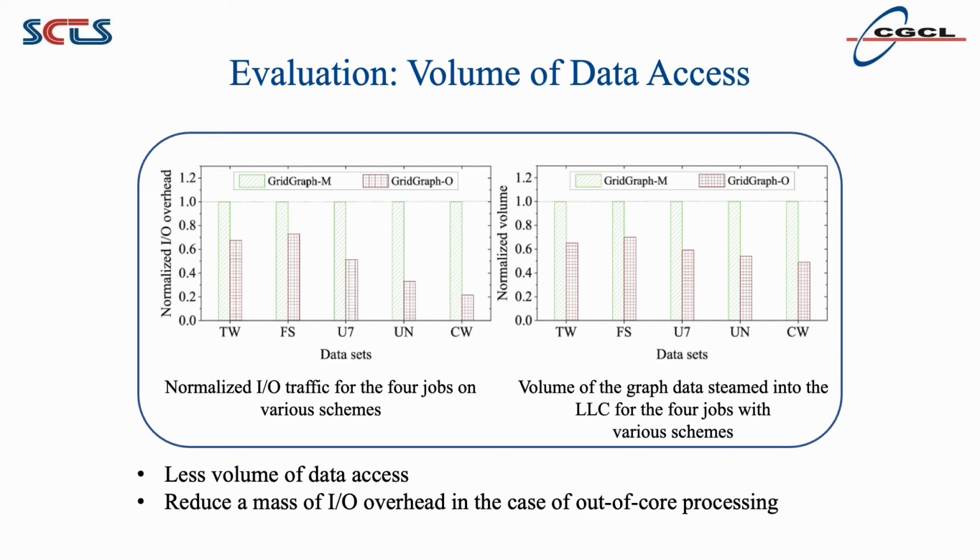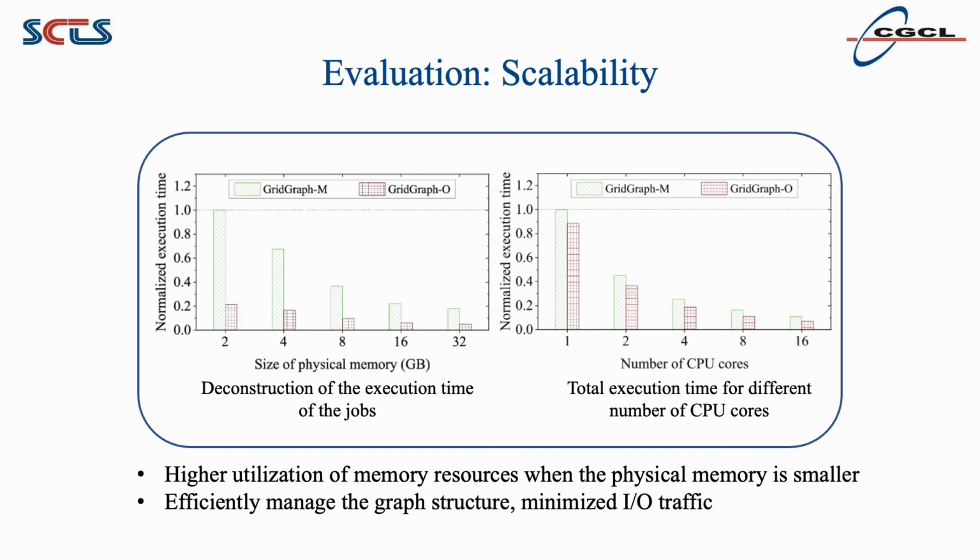Besides, we also evaluate the volume of data streamed into the last level cache. The right figure shows that GridGraph-O streams less data into the last level cache. For example, when processing the CW dataset, the volume of data streamed into the last level cache in GridGraph-O is only 49% of GridGraph-M. This is because GridGraph-M streams the inactive chunks into the last level cache, while this unnecessary overhead is eliminated by GraphSO.